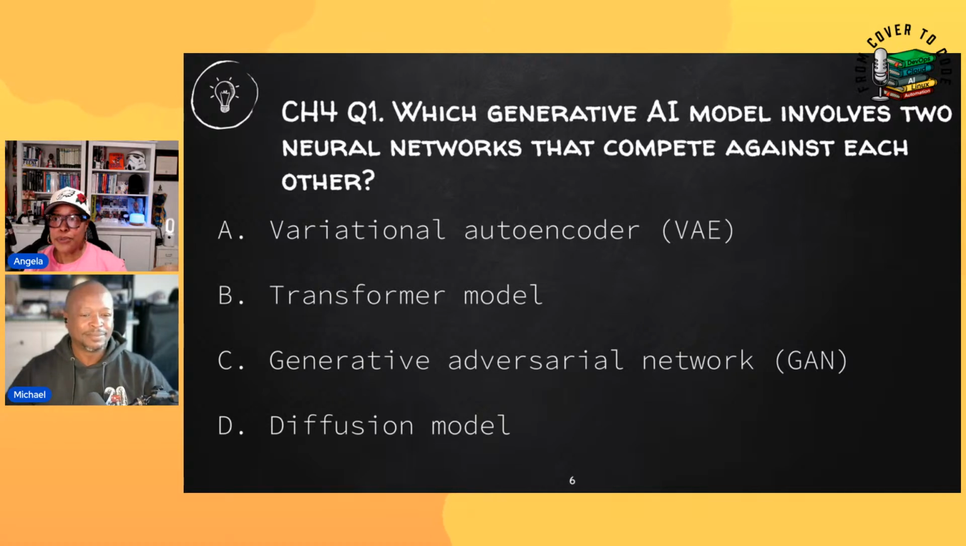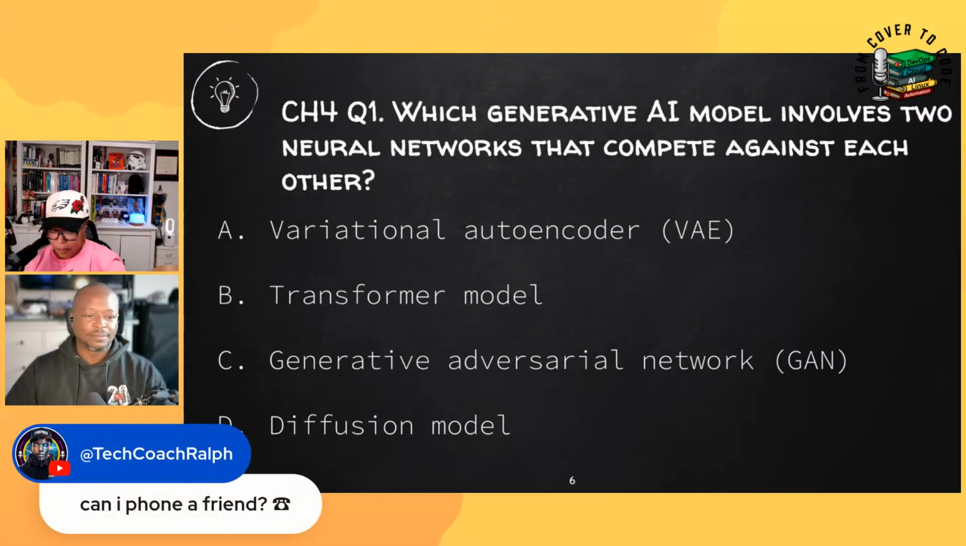The question says it involves 2 neural networks that compete. That's definitely the key phrase. So I'm going to say A is definitely not it, because VAE has, I can't remember what it was, but that ain't it. What about the others? I'll let you do it because I'm not sure.